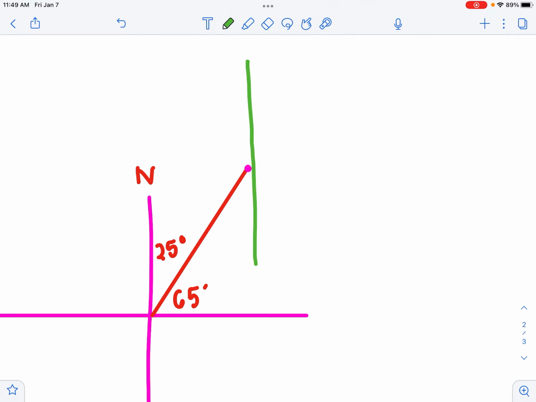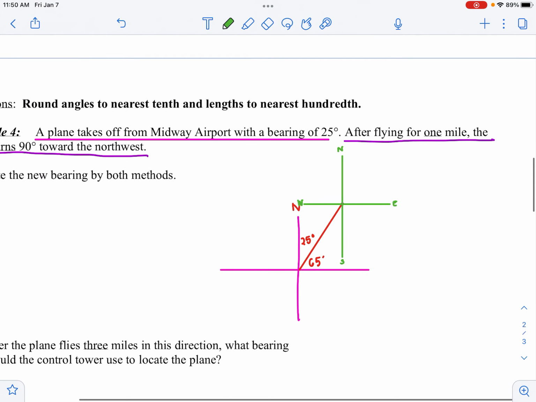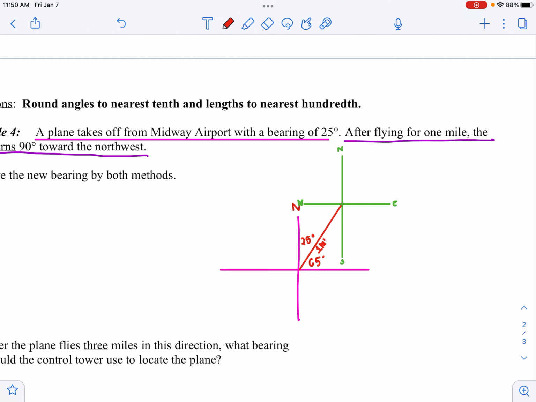I can't decide if I should use pink or not. I'm not going to. I'll use a different color completely. So I'm going to draw a completely new compass, this green, brand new compass. Never eat soggy Wheaties. Okay. All right, so after flying for 1 mile, so I also know that this distance that I have right here is 1 mile that it flew.